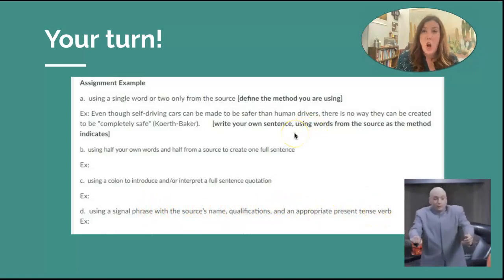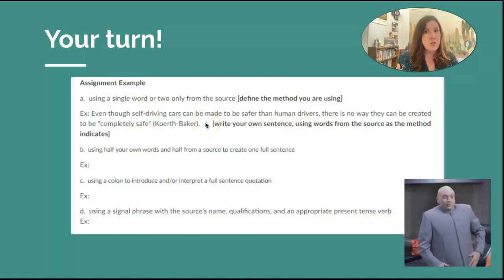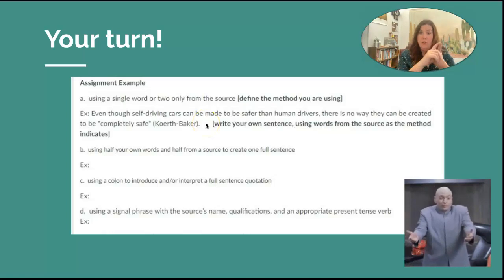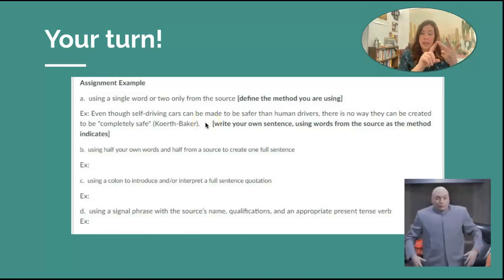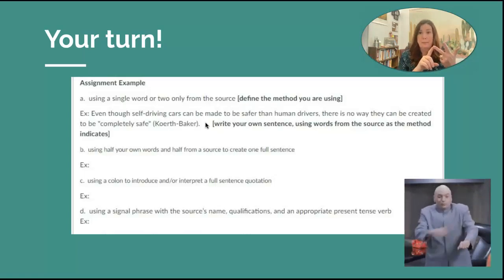So currently, this assignment does not say, like, yes, you have to have a citation, but just remember, you always have to have all three. A few words from yourself, the actual quotation, and your source attribution, which can either be a part of the signal phrase or the citation at the end.